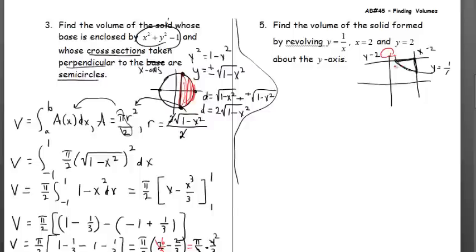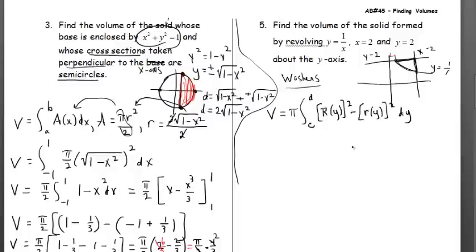What we need to pay attention to is the fact that we're going to have washers, not discs. We're revolving, so we're going to have washers. So put yourself a note. We want to show the setup. Pi, this is with respect to y, so we're going to have limits of c and d. Outer radius in terms of y squared minus inner radius in terms of y squared with respect to y.